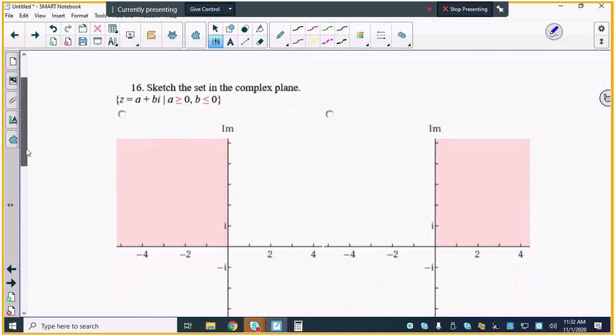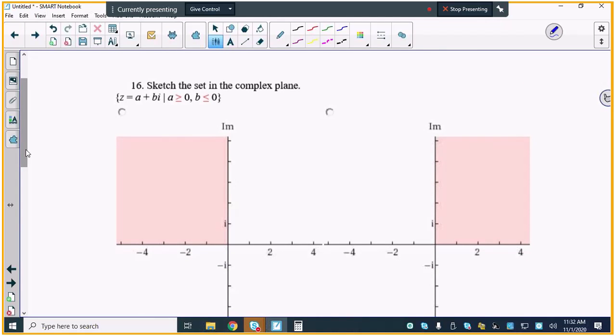Sketch the set in the complex plane. So I'm talking about all the complex numbers a plus bi, where a is greater than or equal to 0 and b is less than or equal to 0. So a being the real part, greater than or equal to 0 means I will be on the positive direction of the x-axis, and I will be equal to 0 as well for my x value.